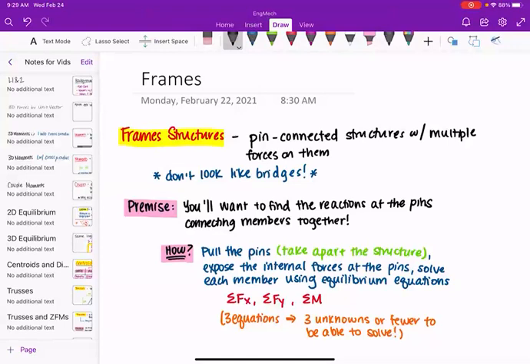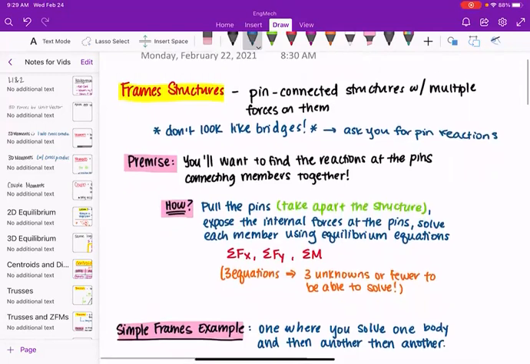So yeah, and then another thing that's important that I forgot to write is that it will always ask you for pin reactions. So that's important because once we get into internal forces, it'll start asking you for forces inside of members, but here it's asking you for pin reactions. Essentially the premise is exactly finding those pin reactions.